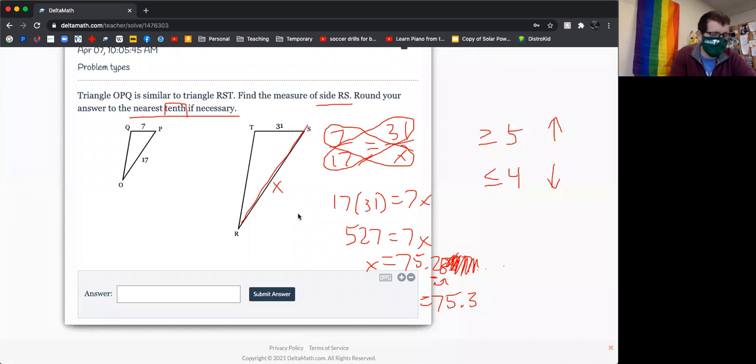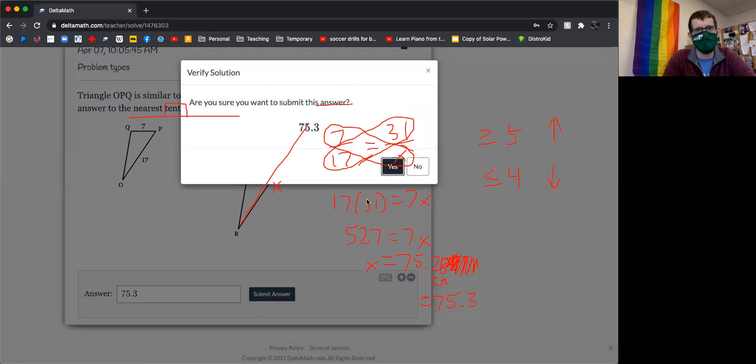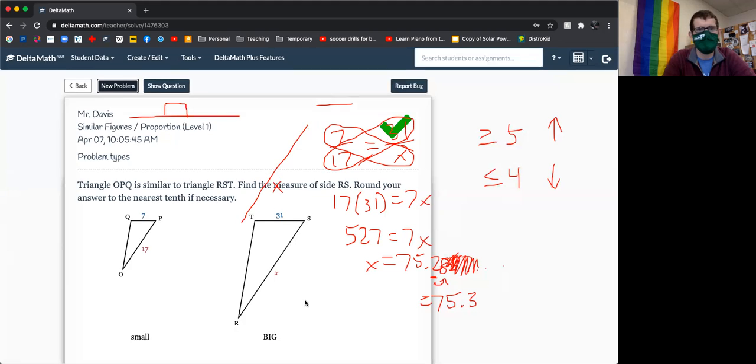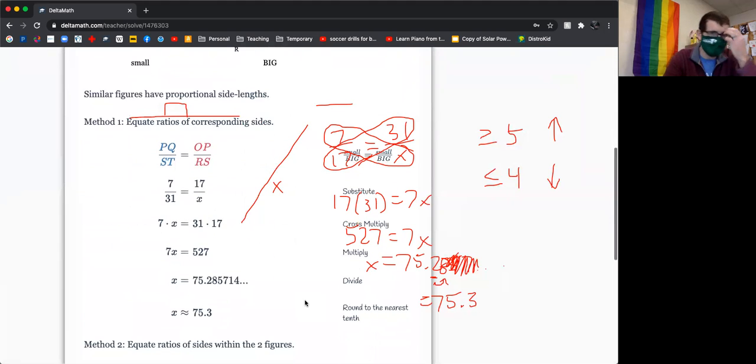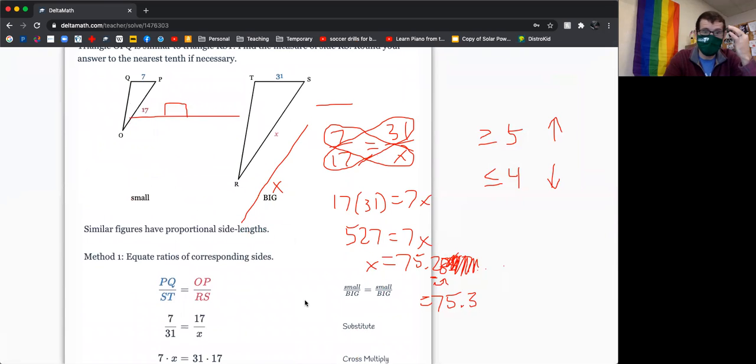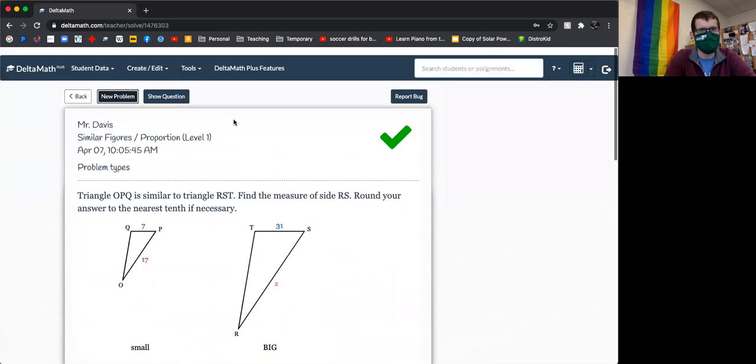All right. So now we've got 75.3. Let me plug that in. I'm not going to explain rounding for every problem, but I do need to run through it. There it is. We've got it. You can run through the way that they do it, and they do use between figure ratios, meaning they're going to set it up like right here, 7 over 31 equals 17 over x. They set up their ratios between the two figures. We get the same answer regardless.